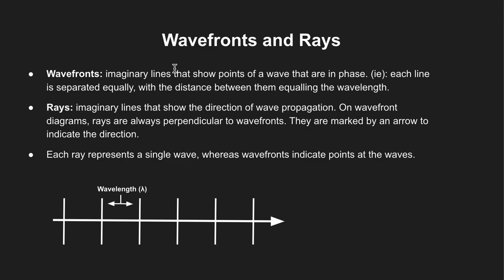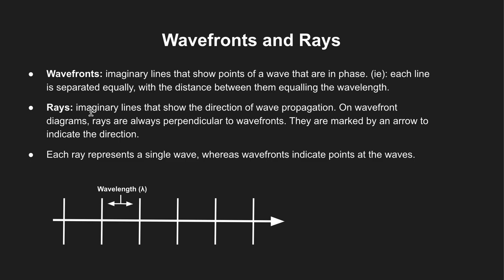Both are imaginary lines. Wavefronts are imaginary lines that show points of a wave that are in phase, which means that each line in a wavefront must be separated equally, and the distance between each wavefront line is equal to the wavelength.